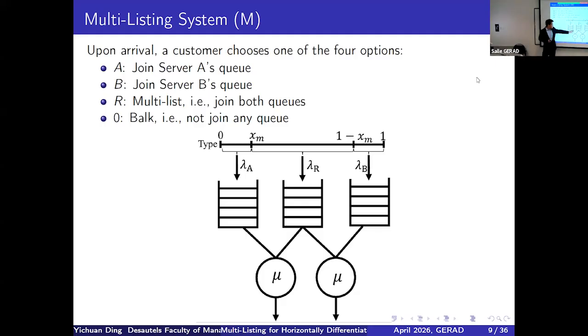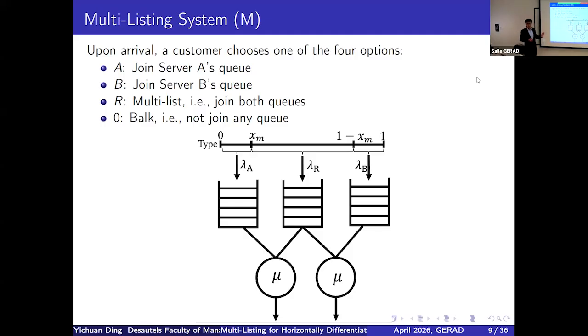This is called the multi-listing system, the multi-listing queue. So this is QA, QB, and we call this QR. That's the option where you join the multi-listing queue. Basically, you click both in the questionnaire, saying, I can accept both housing types. And the last customer type could choose 0, which means you don't need either of them, so you don't join either of the queues. So that's the multi-listing system.